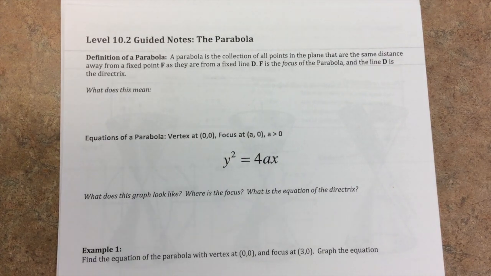So I will read the definition and then try to translate it as best I can for you. So a parabola is the collection of all points in the plane that are the same distance away from a fixed point F, which we call the focus, as they are from a fixed line D, which we call the directrix. So F is the focus and the line D is the directrix. So what does that mean? And how did people start studying parabolas?